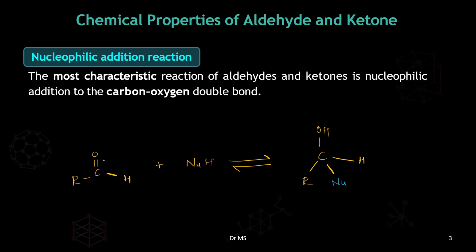Because of this double bond, the electrons will shift to the oxygen and it will turn partially negative, and this carbon will turn partially positive. And here the nucleophiles love the positive charge, so they will come and attack this carbon. Understood? So just know this.